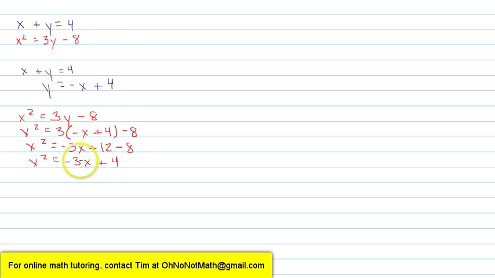Now I want to move both of these terms to the left side of the equation. I have x squared. Add 3x to both sides. I have plus 3x. Subtract 4 from both sides. I have minus 4 equals 0. So now I want to solve this for x.